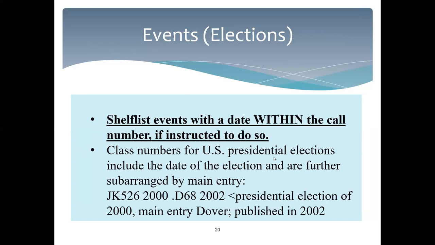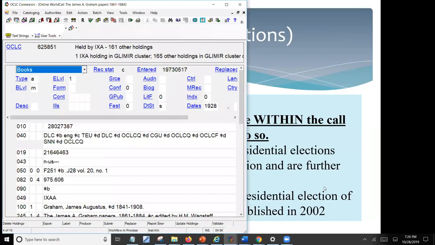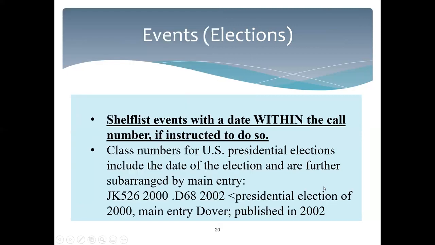So presidential elections, JK 526, year 2000, and sorry, that was one of my examples, year 2000, and then our main entry is Dover, so that would be D68. Now, in terms of where you're going to put that subfield B to break that up, the subfield B will go before that last cutter.